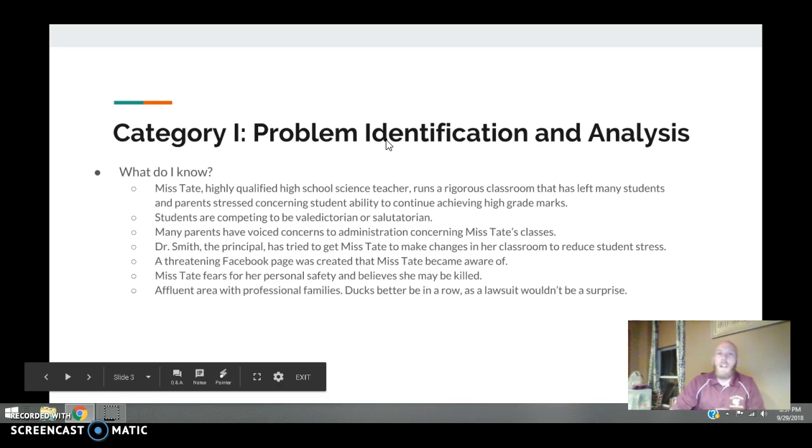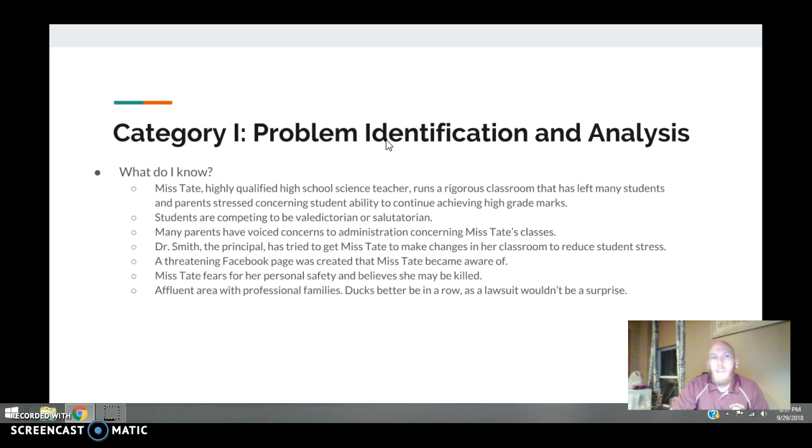Ms. Tate runs a rigorous classroom that has left many students and parents stressed concerning student ability to continue achieving. Students in these classes are competing to be valedictorian or salutatorians of their classes. Many parents have complained. Dr. Smith, the principal, has tried to get her to reduce class stress, but she's been unmoved by his coaching and encouragement to change things. A threatening Facebook page was created, and Ms. Tate fears for her personal safety and believes she may be killed. The students in this school are from an affluent community, so this wouldn't be a surprise.